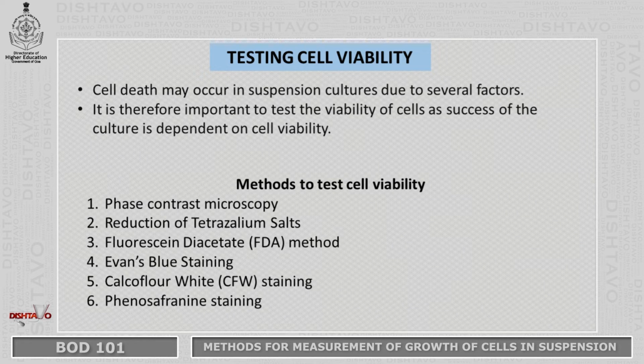Before we understand how to measure growth in a suspension culture, we need to understand that it is very essential to test cell viability, because cell death may occur in suspension cultures due to several factors, and the success of the culture is dependent on cell viability. There are various methods to test cell viability, such as phase contrast microscopy, wherein cytoplasmic streaming or the presence of healthy nuclei in unstained cells is observed, the reduction of tetrazolium salts, the fluorescein diacetate method, Evans blue staining, calcofluor white staining, and phenosafranine staining.